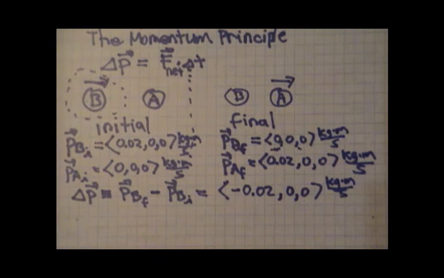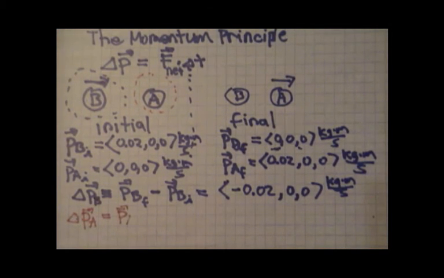Okay, so the last thing I'll consider in this example is we chose ball B to be our system, and that's how we've analyzed the momentum principle so far. Suppose instead we chose ball A to be our system. So I'll draw this in red. And I'd like to calculate the change in momentum of ball A. Well, the change in momentum of ball A is just the final momentum of ball A minus the initial momentum of ball A.